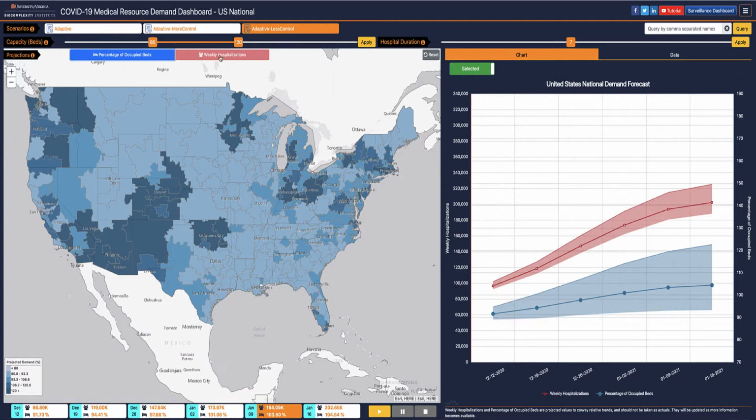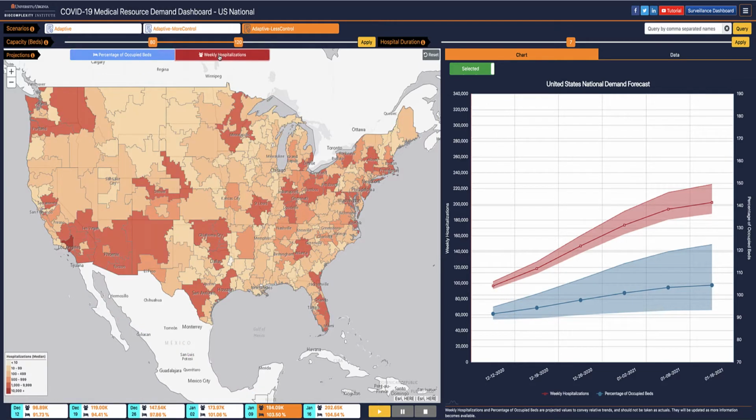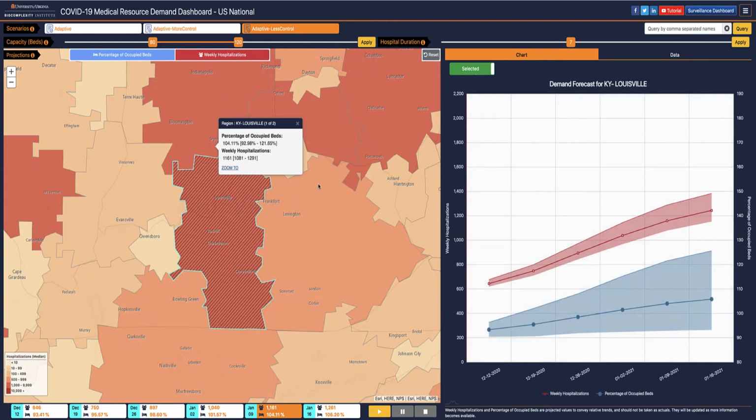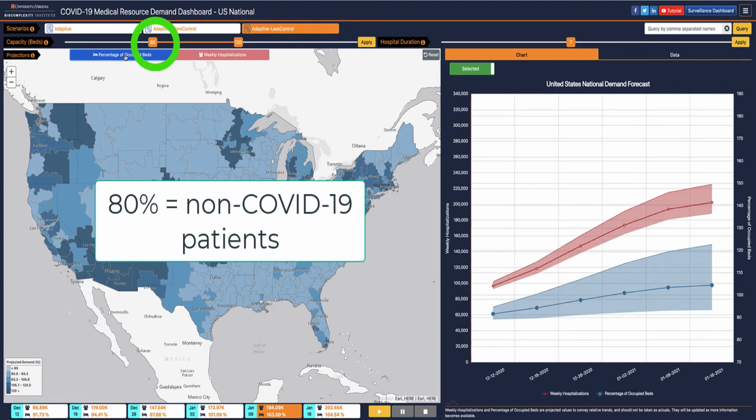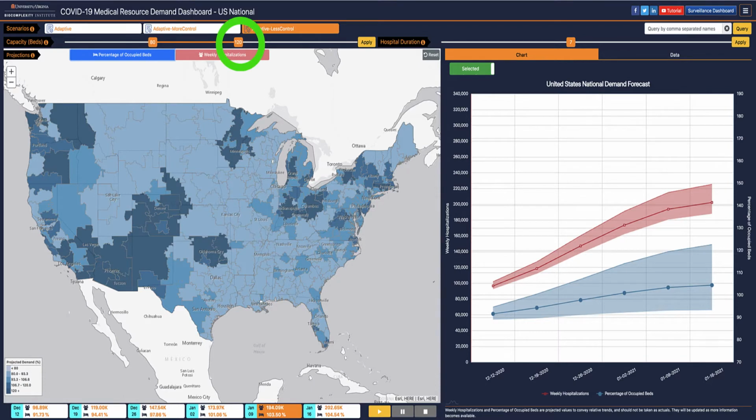One factor is projected weekly hospitalizations, or the number of people entering the hospital each week. You can also click on specific HRRs to see information for those areas. Another factor is hospital capacity. The percentage of occupied beds is calculated under the assumption that 80% of the total bed capacity of each region is occupied with non-COVID-19 patients, and that most HRRs can accept up to 120% capacity without hitting full crisis mode.